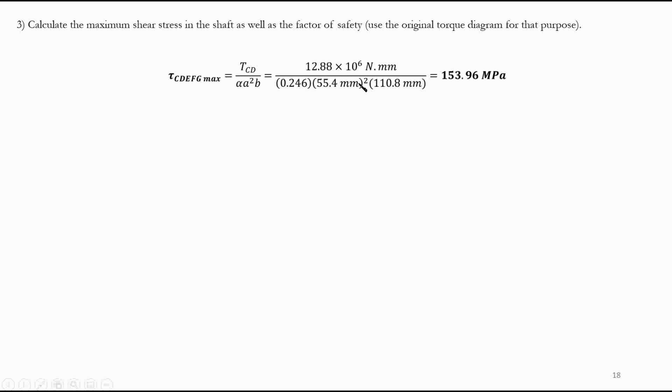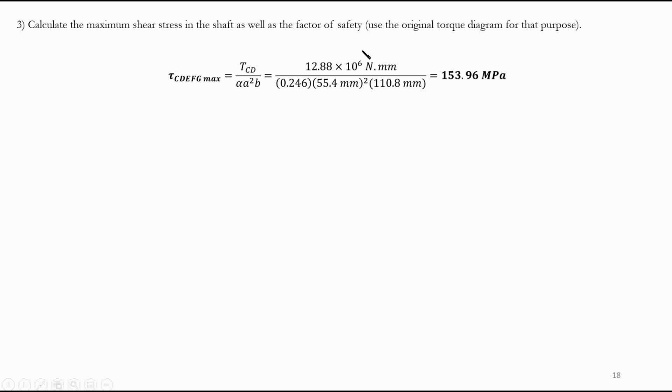A was 55.4 squared times 110.8, which is B. And this alpha represents the B over A value of 2, right? So if you go to the table, for B over A of basically 2, you can find alpha of 0.246. And as you can see again, I'm using Newton and millimeters, because as I said, for stress values, I always use Newton and millimeters to end up with megapascal and to avoid usually any type of conversion. So here I have Newton and millimeters.